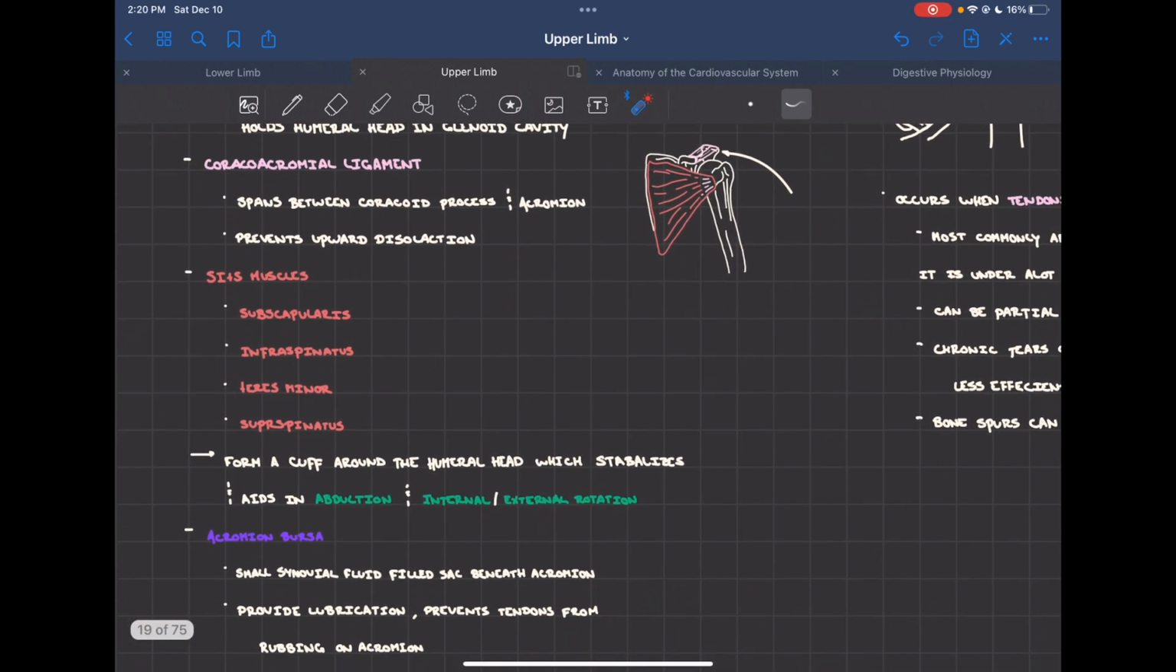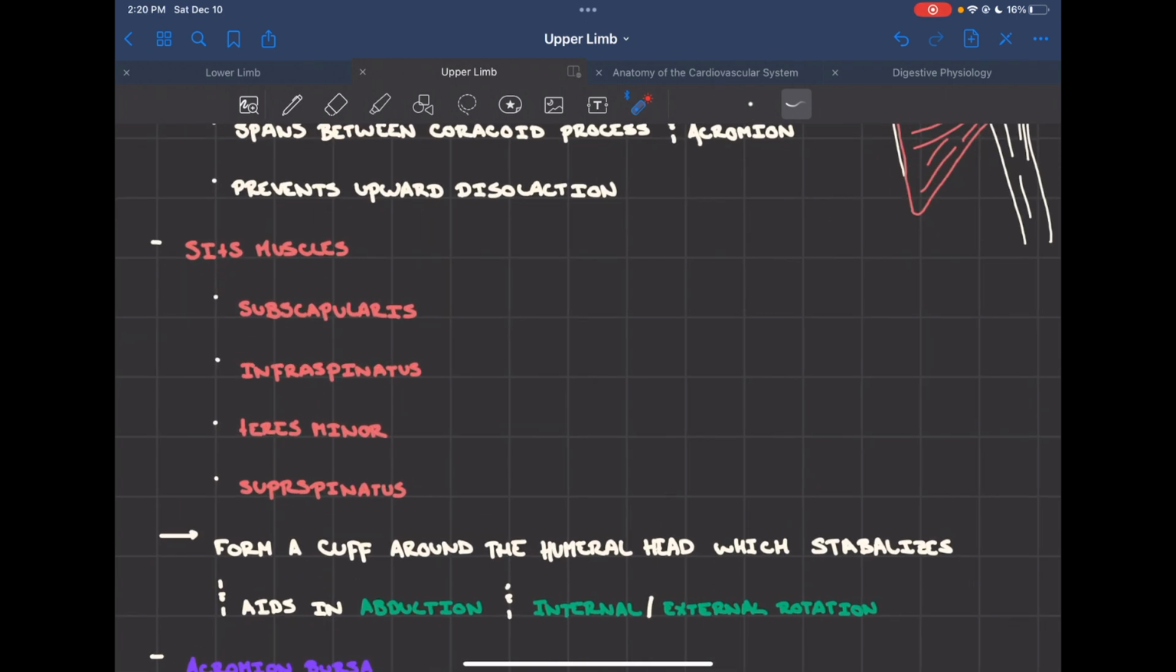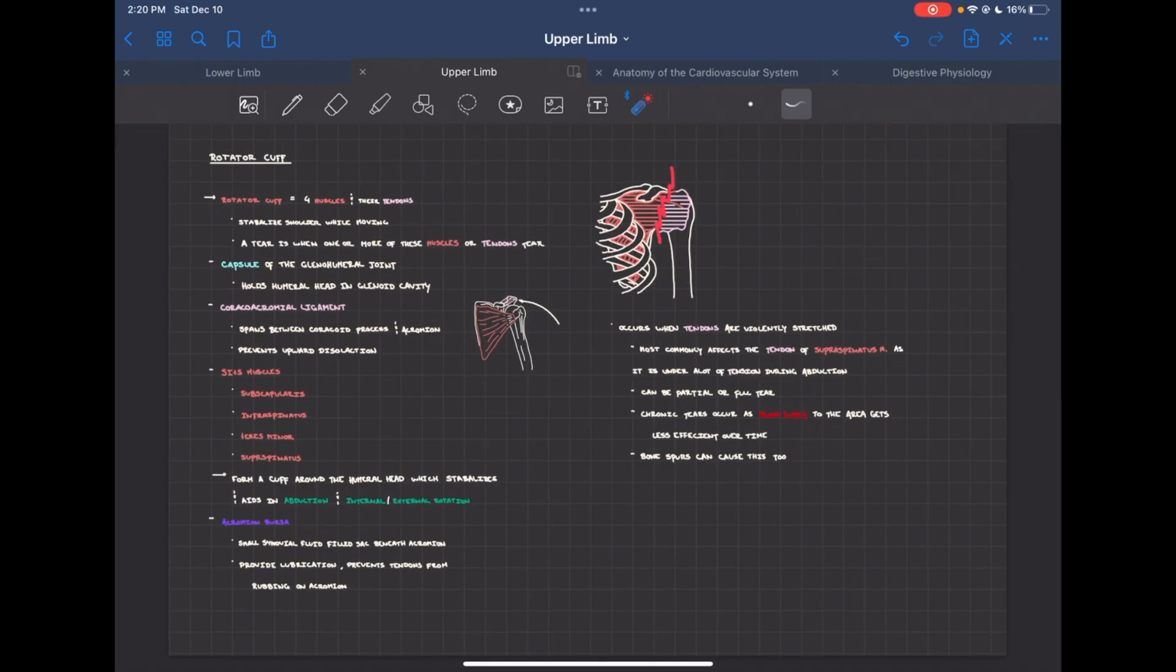Then we can start talking about the constituent muscles. So these are our SITS muscles: subscapularis, infraspinatus, teres minor, and supraspinatus. We use a lowercase t for teres minor just to remind us that it's teres minor, not major. So I'll continue on in a moment, but let's go through each of these muscles so you all know what I'm talking about.